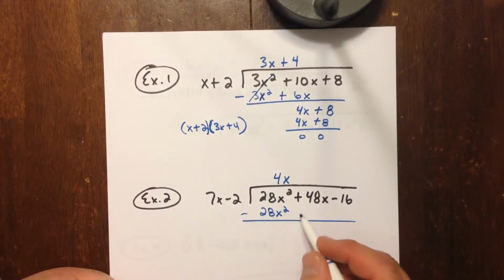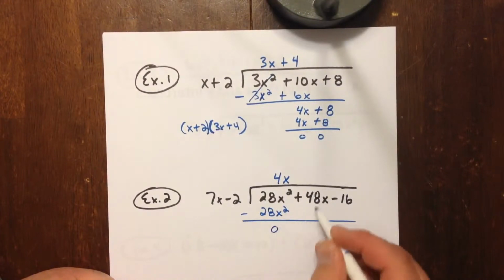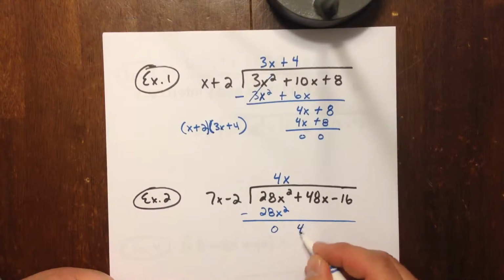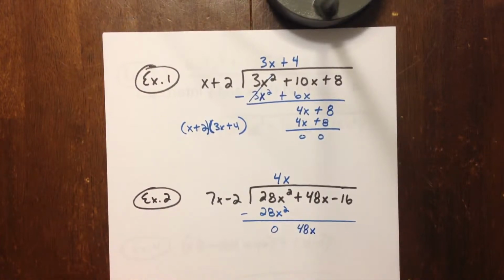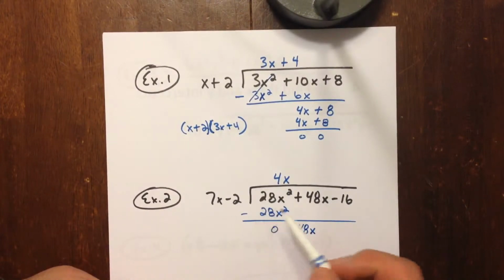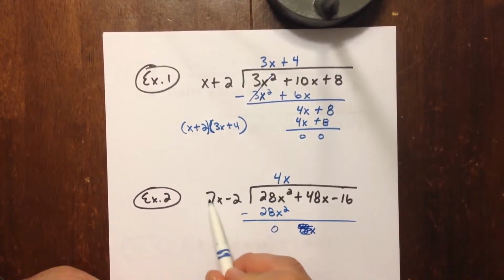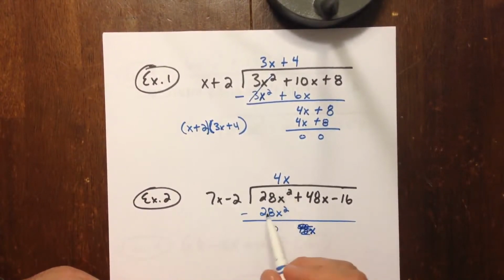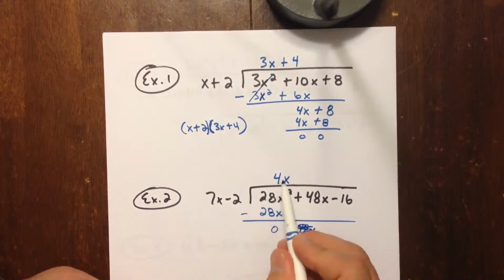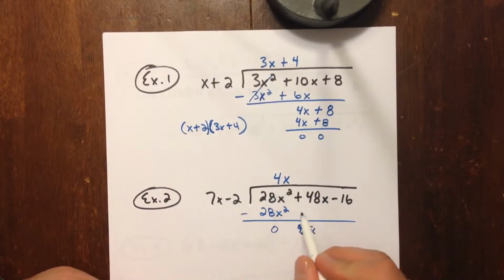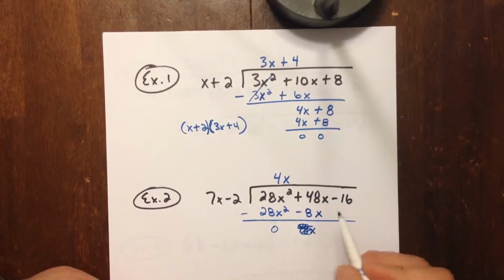Subtract, alright, and I make 0, so I bring this down. I get 48x. Oh wait, my bad. Scratch that. So I do 4x times 7x, I get 28x squared. Then I have to do 4x times negative 2, that's negative 8x.